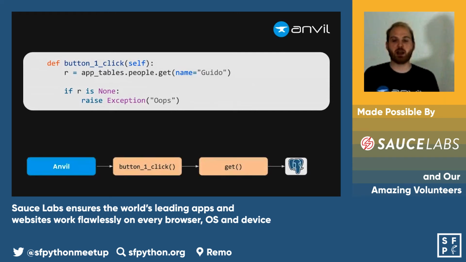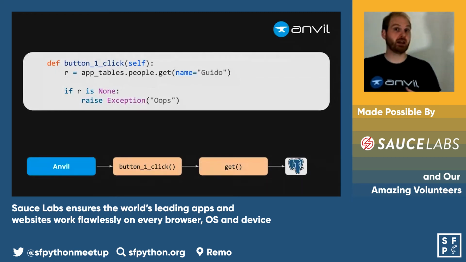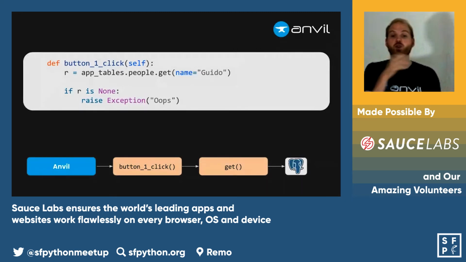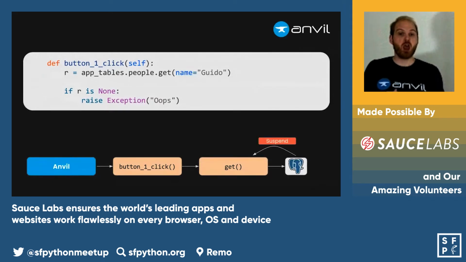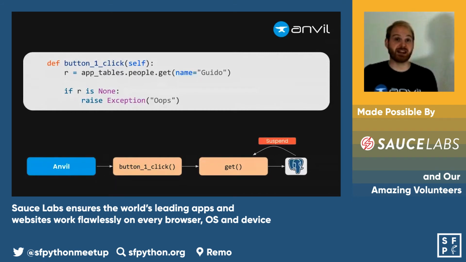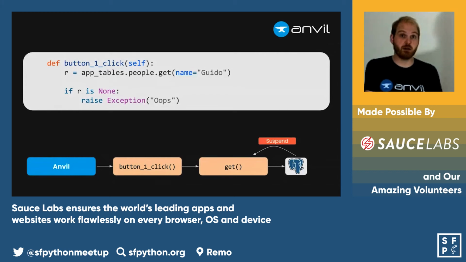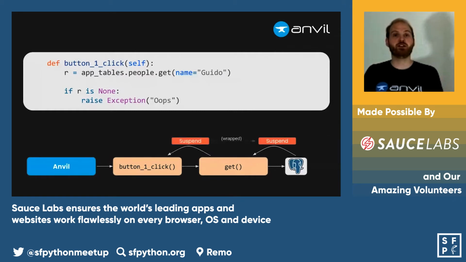So here's the call stack. We have the Anvil runtime, which is handling our UI, our button clicks. That's called button one click. That's called the get method, and that's gone and accessed the database. And of course, the database blocks. So that returns a suspension. The get method realizes it's been given a suspension, so it saves its computation state. It saves the value of its local variables. It saves the temporaries, any halfway completed expressions. It saves where it is in the function, and then it stores all that information in a suspension object that also refers to the original one.